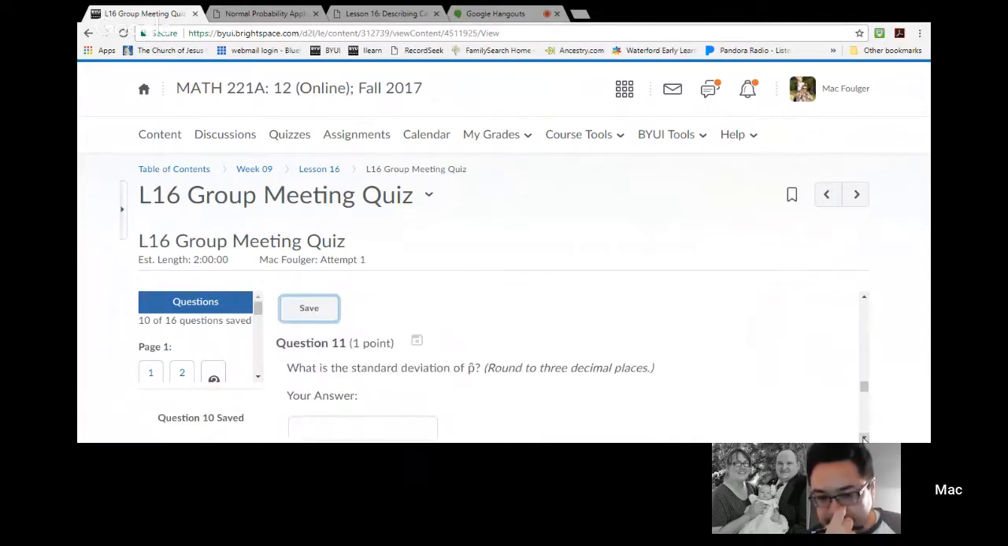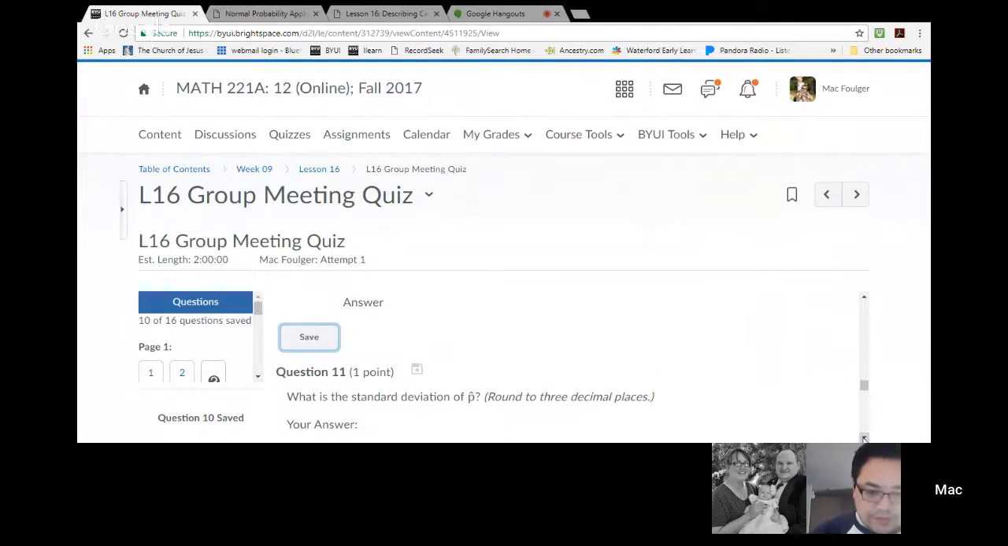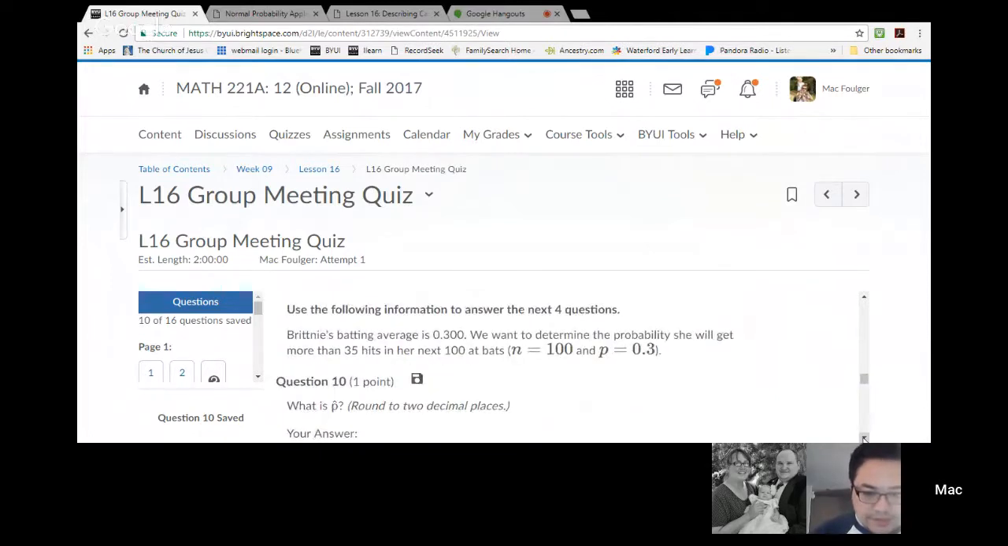All right. Number 11. What is the standard deviation? Okay, so you want the numbers again? Yes, please. If p hat is 0.35, that means that regular p is 0.3, correct? Yes. So it's 0.3 times 0.7 over 100. Isn't the square root of 100 all under the square root? Is that right? I think so, isn't it?